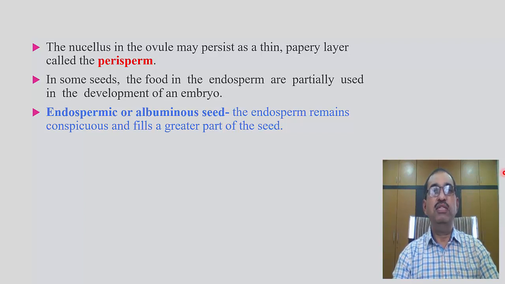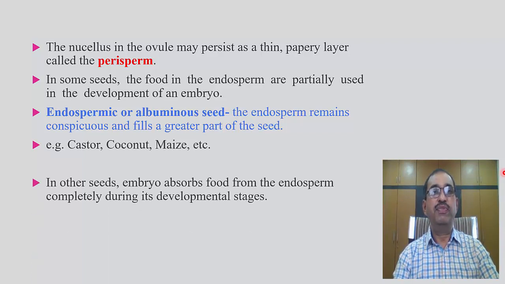Endospermic or albuminous seed means the seed in which endosperm remains conspicuous and fills a greater part of the seed. It is called endospermic or albuminous seed. For example, castor, coconut, maize, etc.